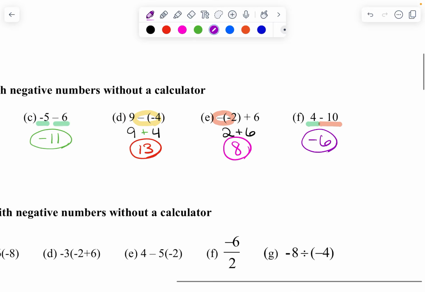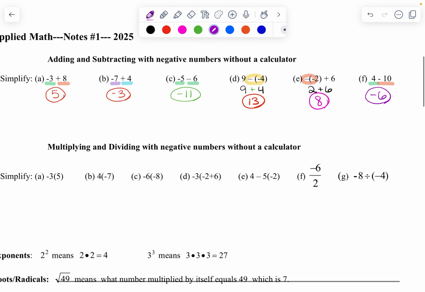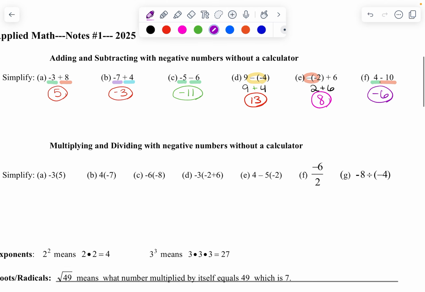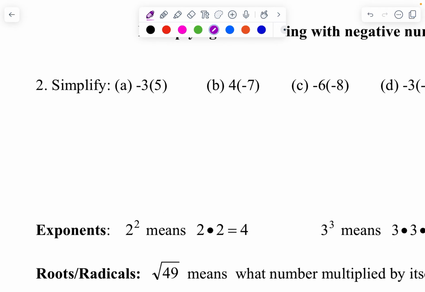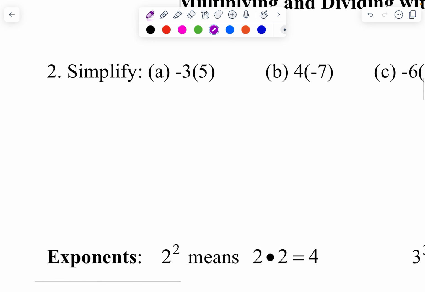All right, so that's the first set of problems, all about adding and subtracting with integers. So your negatives and positives. All right, moving on to multiplying and dividing with negative numbers. This is where it becomes, to me, a little bit more straightforward.